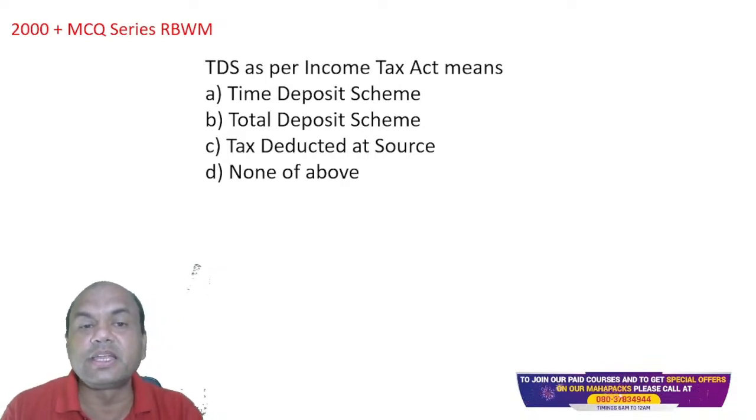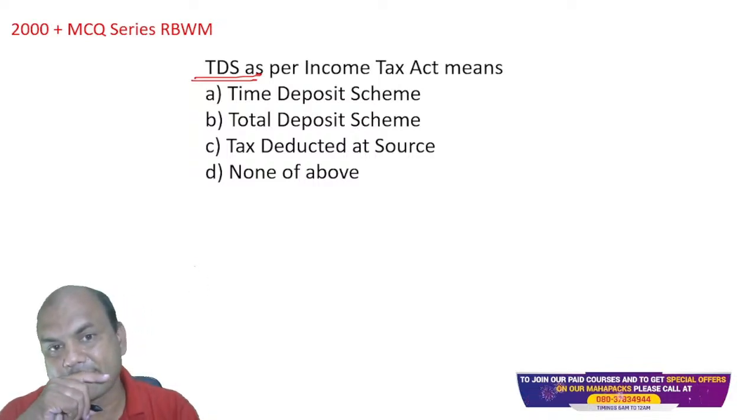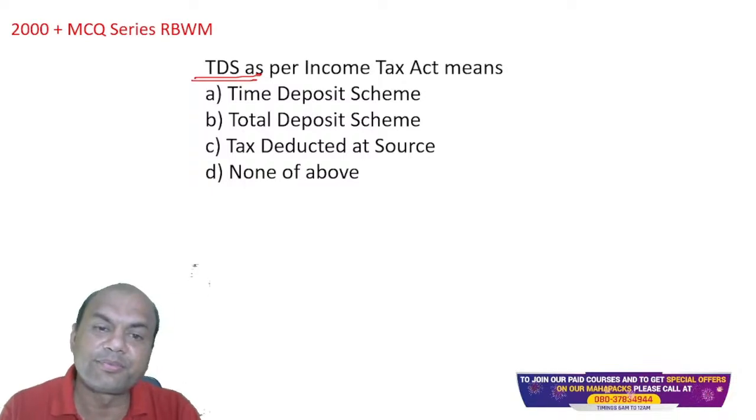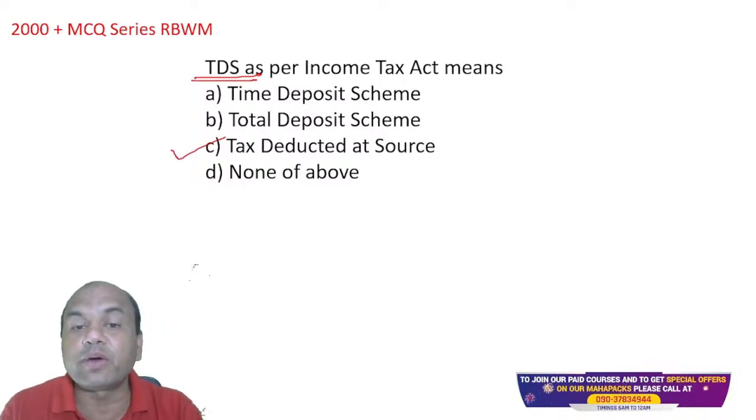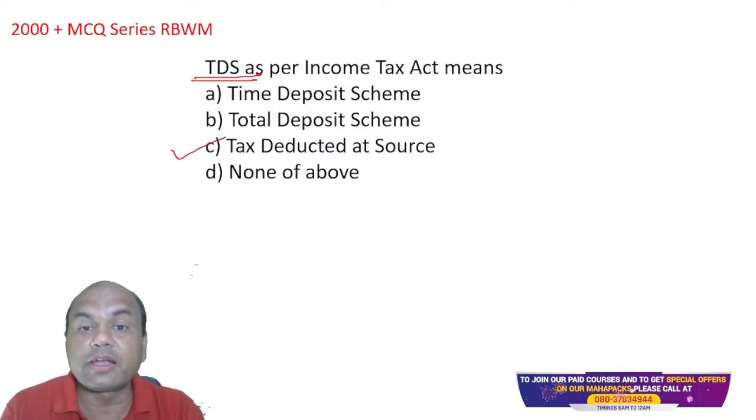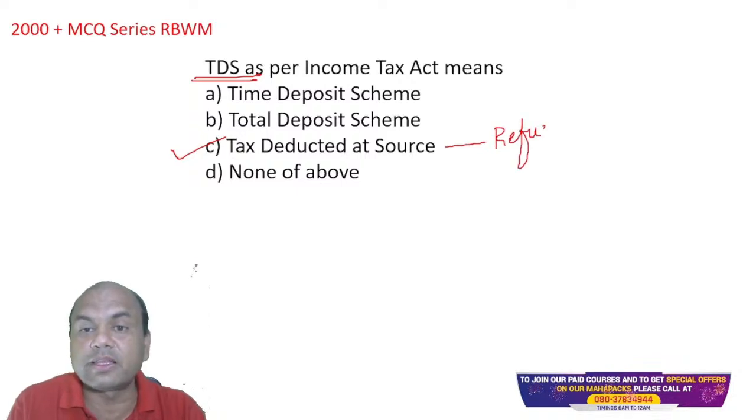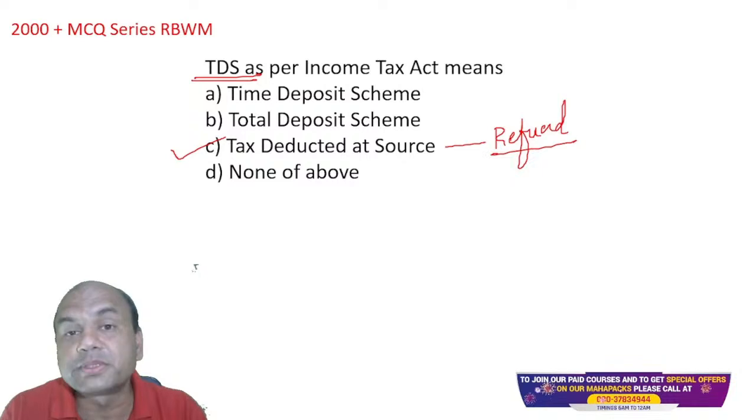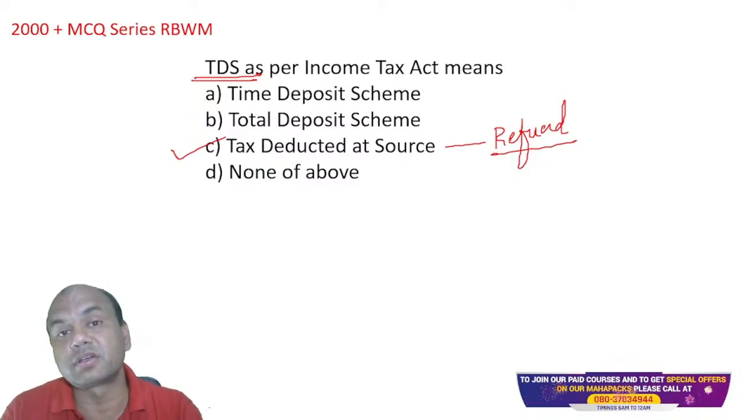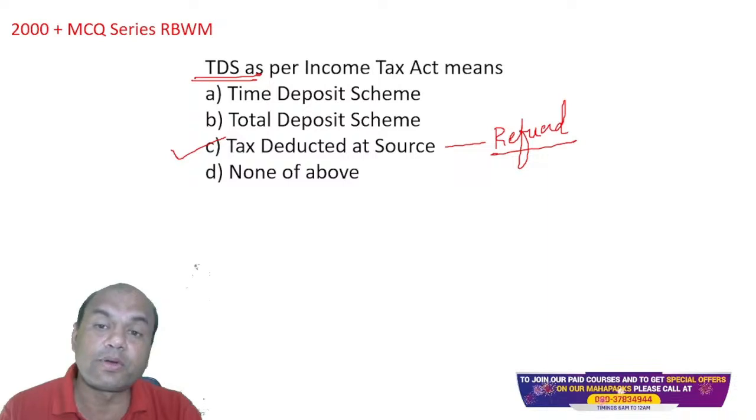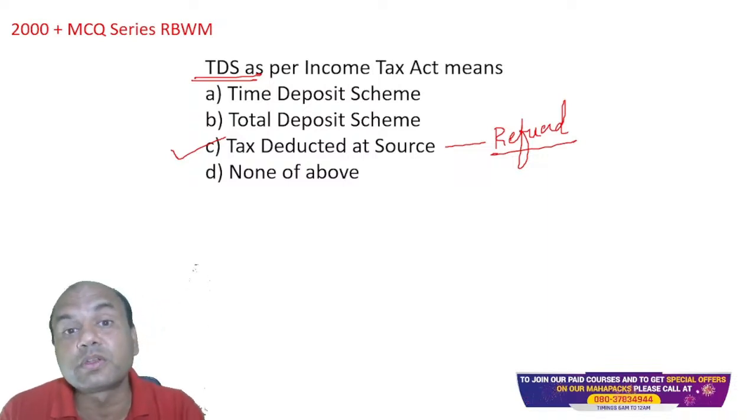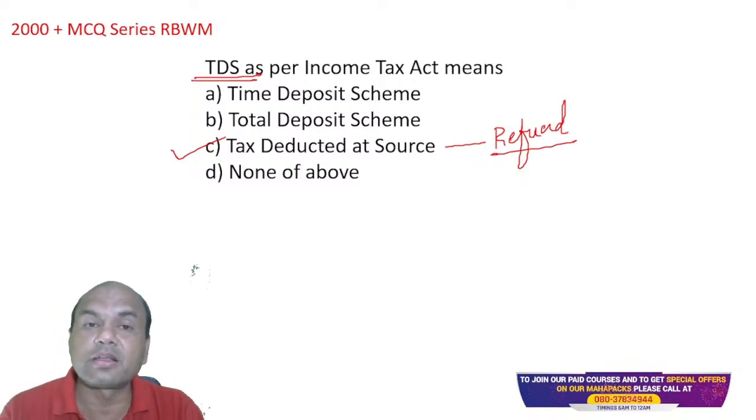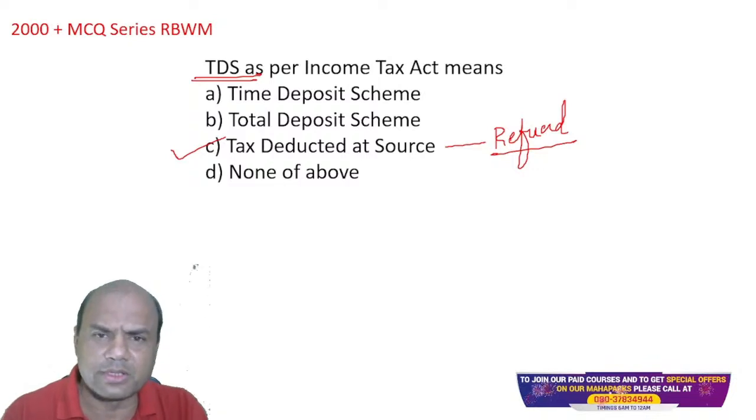TDS as per income tax means TDS. What is TDS? Time deposit scheme, total deposit scheme, tax deducted at source, and none of the above. TDS means tax deducted at source. This is the advance tax which is paid by you and me, and we get a refund of this, right? How many of you file the income tax returns? No, I'm not talking of Form 16. I'm talking of income tax returns. How many of you are filing? If you are filing the income tax returns, you will definitely get the refund. But if you are not filing, you are losing that money, because whatever TDS is deducted, you should get a refund if your income level is below the taxable limit.